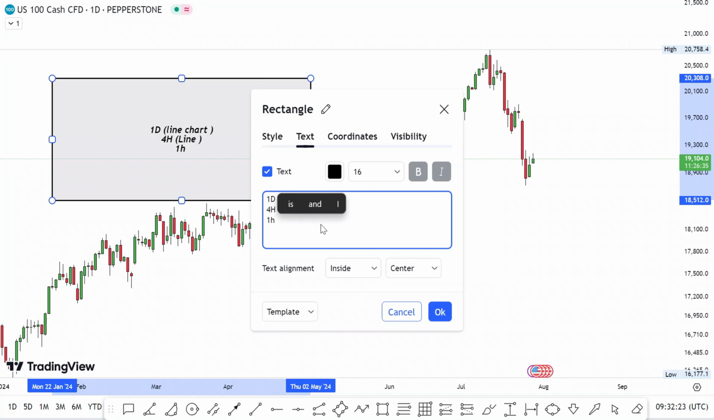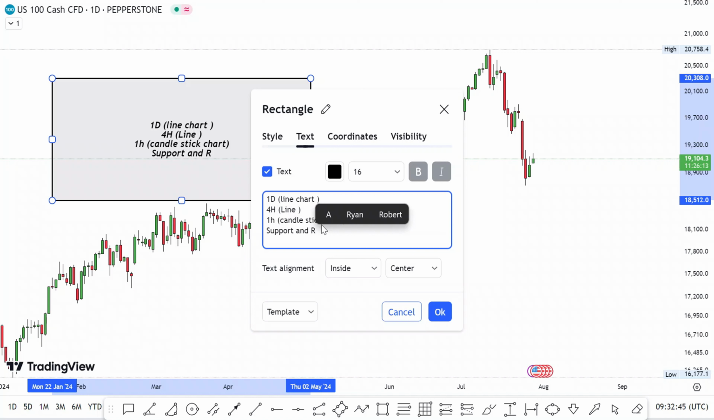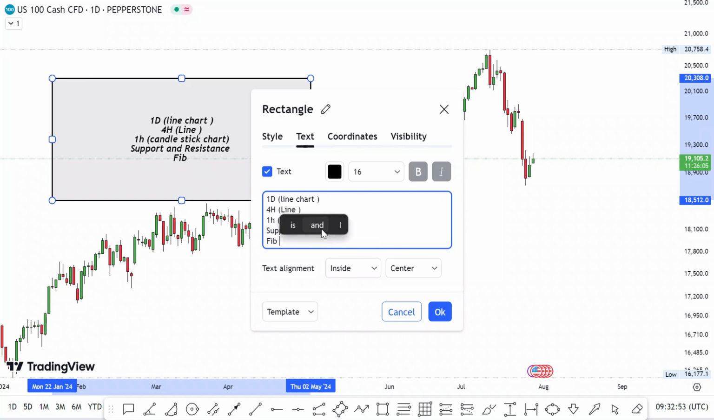Then on the 1-hour time frame, I will use the candlestick chart. Then what I look for is just support and resistance, Fibonacci retracement, and also trend lines.